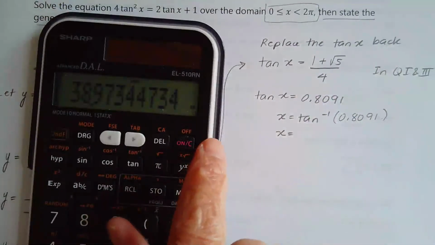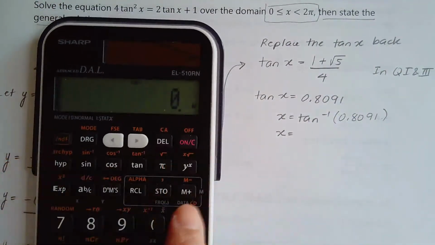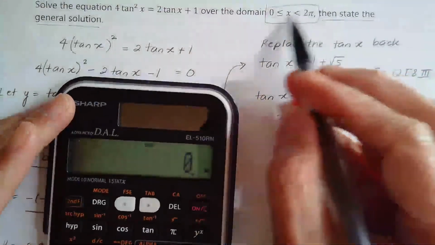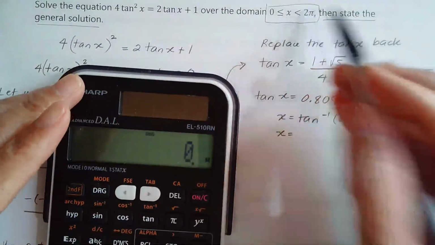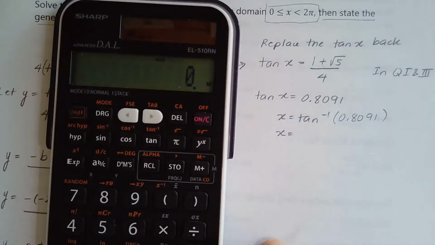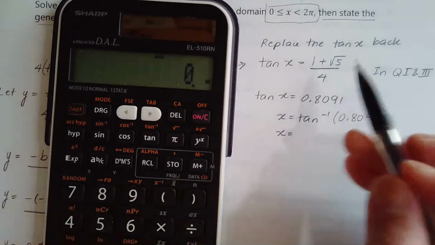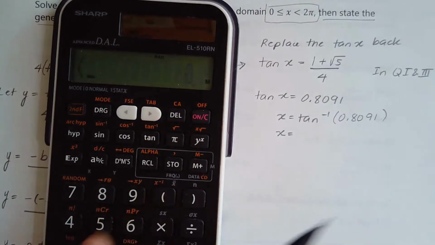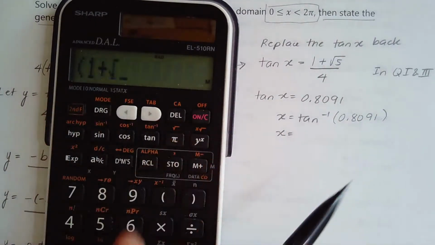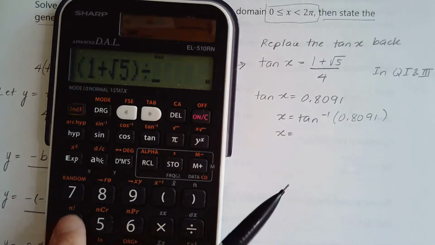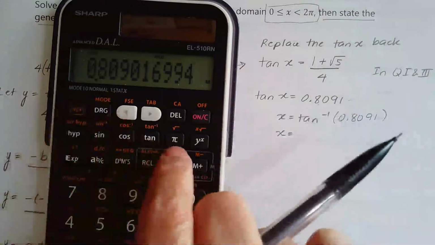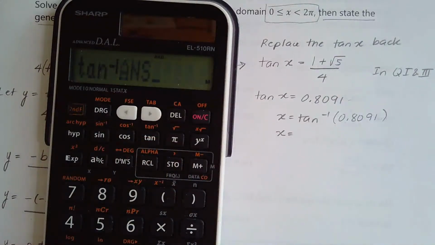Uh-oh. I have a degree. Okay, back up. They keep switching back and forth between angles like degree and radian. So I gotta make sure that my angle is radian. So let's back up again. So I do this one here. Brackets 1 plus square root of 5 divided by 4. So it's the same thing. And then I'm going to do the tan inverse of that.